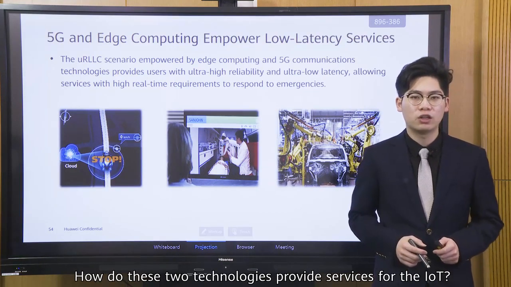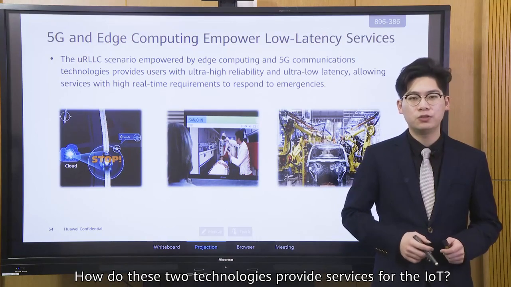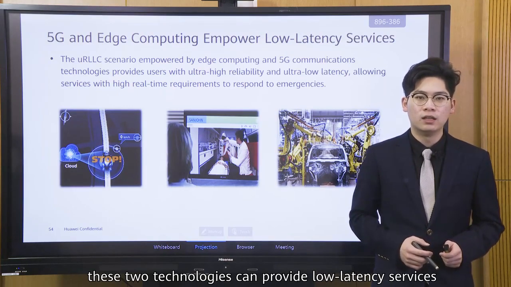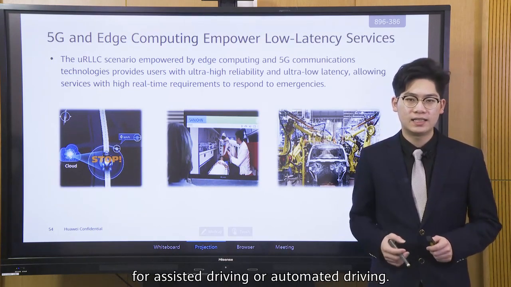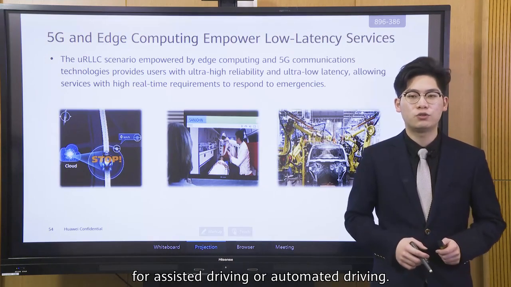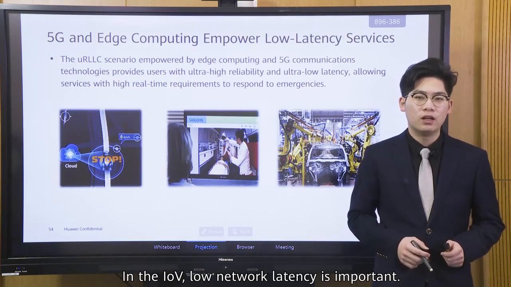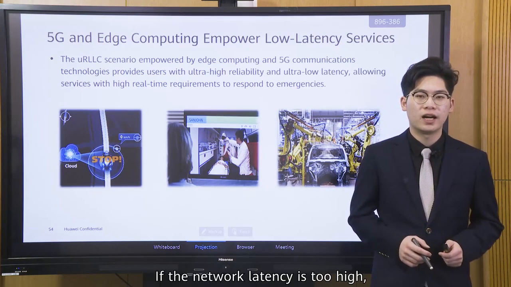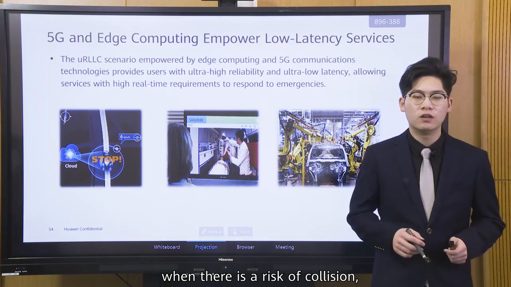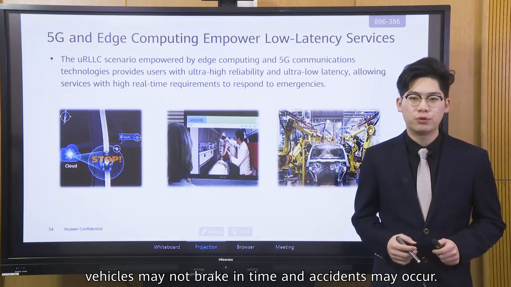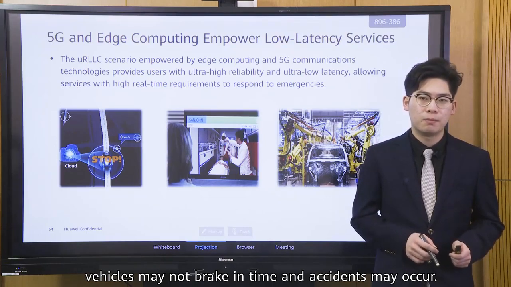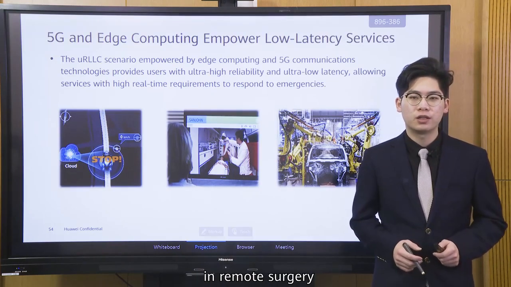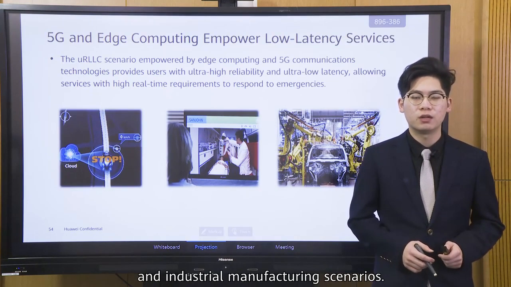How do these 2 technologies provide services for the IoT? In the IoV scenario, these 2 technologies can provide low latency services for assisted driving or automated driving. In the IoV, low network latency is important. If the network latency is too high, when there is a risk of collision, vehicles may not brake in time and accidents may occur. The same requirement needs to be met in remote surgery and industrial manufacturing scenarios.